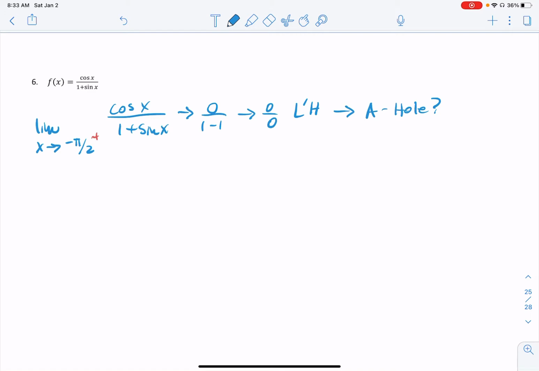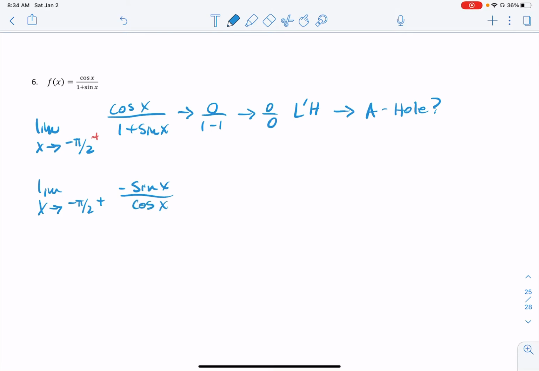All right, well, I don't know. Since this is L'Hopital's rule, let's go ahead and take the derivative of the top and the bottom here. Limit as x approaches negative pi over 2 from the right. Derivative of cosine is negative sine. And derivative of 1 is 0. Derivative of sine is cosine.